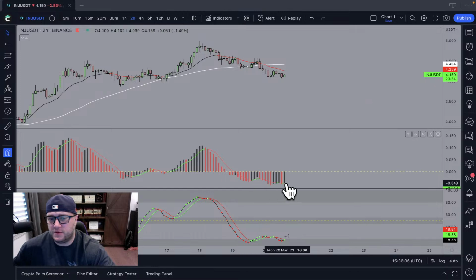See, when your histogram starts doing this, you've got to be careful. It's probably going to pump up before it dumps.